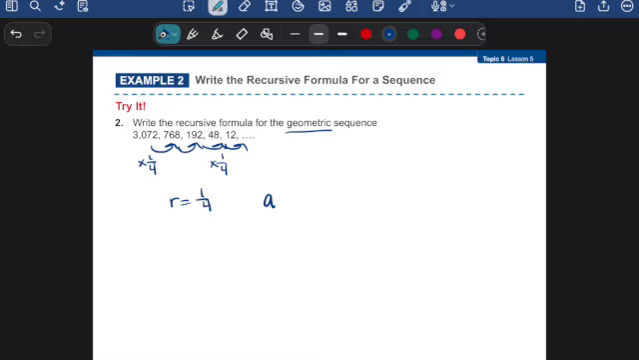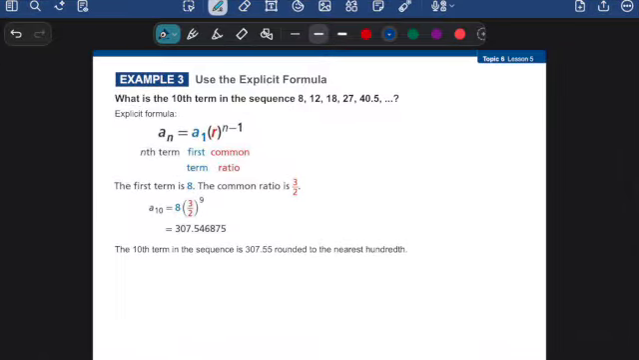Let's write it in our recursive formula. So to get to any number term, we take our common ratio and we multiply it by the previous term. So again, recursive formulas, we can just look at it and identify the pattern. But we do have to know the previous term, and we have to define what the first term is in our sequence. So where do we start? We start at 3,072.